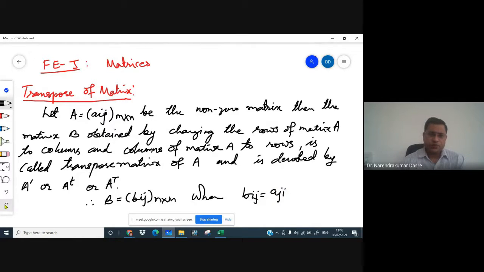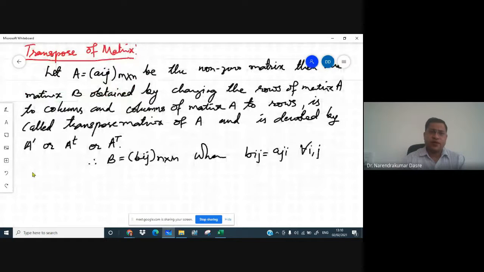So this element Aji, where j is the row and i is the column, will go to Bij, the ith row and jth column. So columns become rows and rows become columns here, for all i and j. So this matrix B, obtained by changing the rows of A to columns and columns of A to rows, is called the transpose of the matrix A.